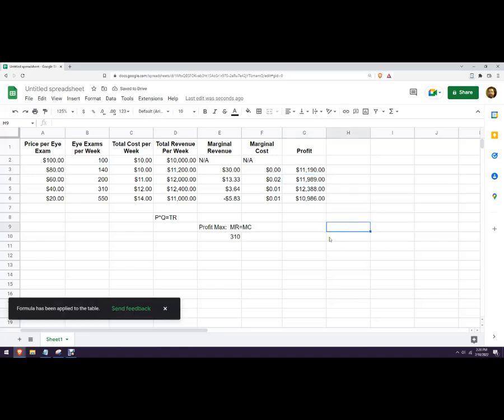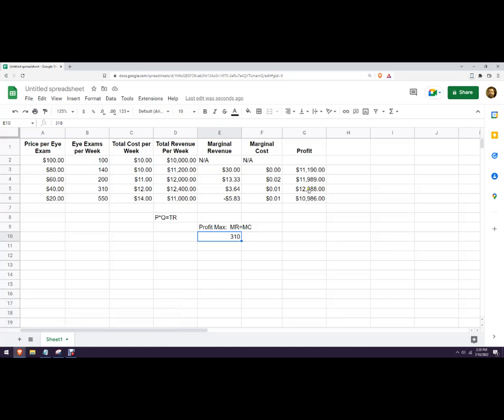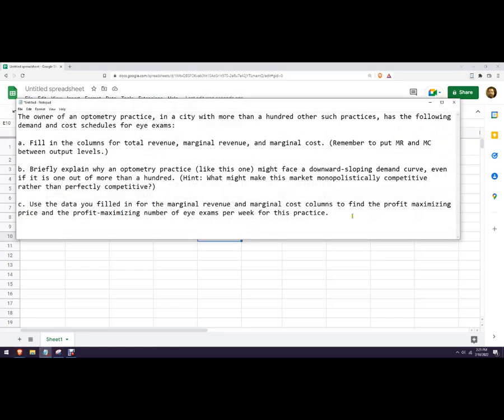And so you can look and see that the profit maximizing quantity is 310 because that's the level of quantity where we get the most profit there. So we should choose a price of eye exam $40. That'd be nice, wouldn't it? $40, and then do 310 eye exams. Let's see if there's any other questions. We filled it all in.